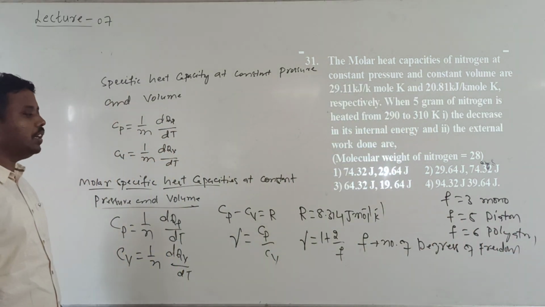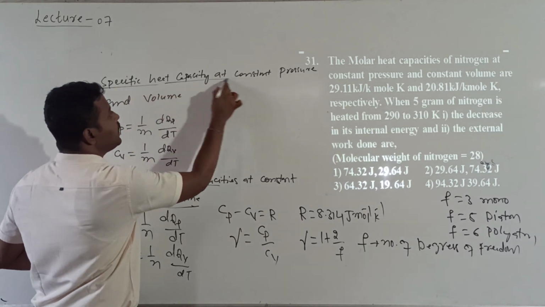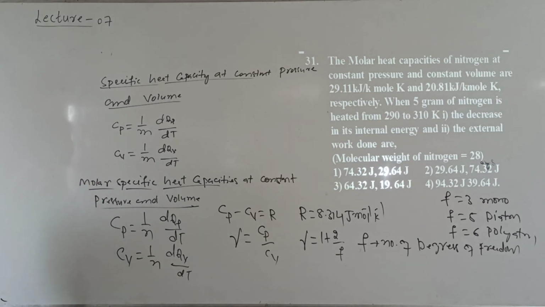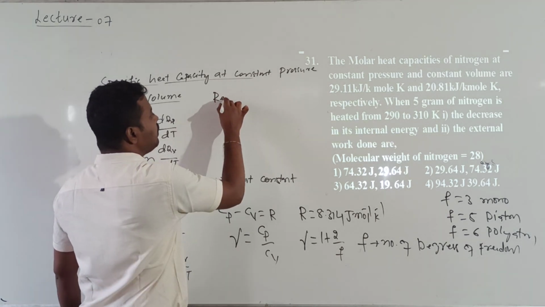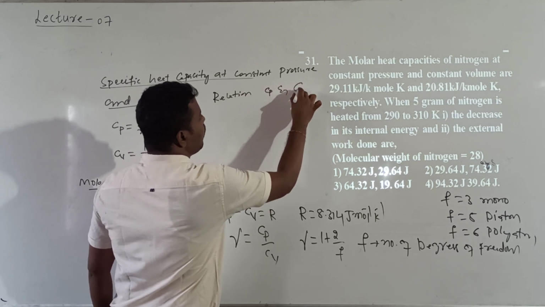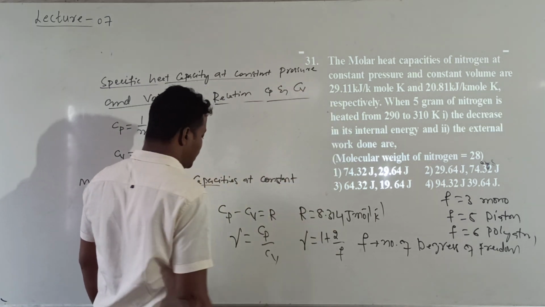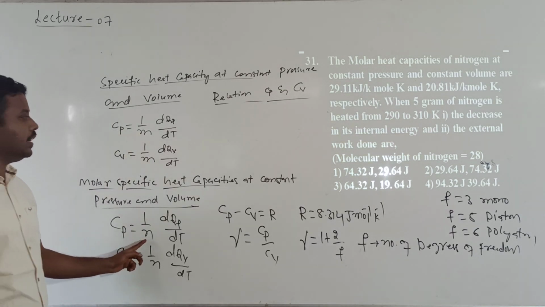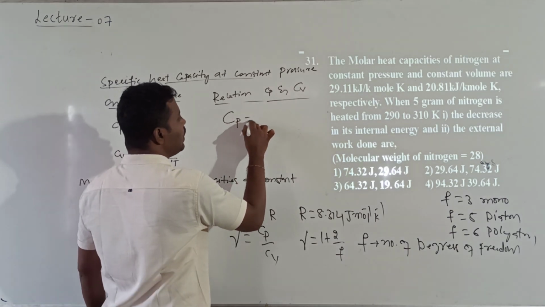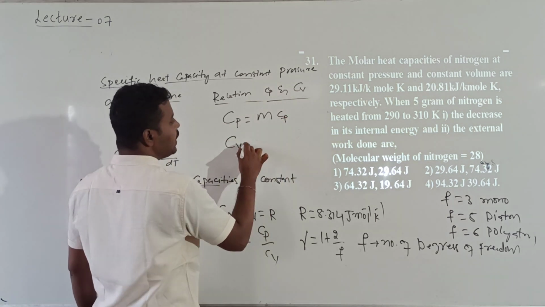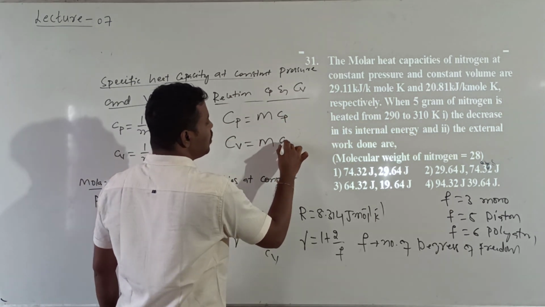One more important point: we need a relation between the specific heat capacity and molar specific heat capacity. If you know this concept, these problems can be solved easily. The relation between capital Cp and small cp: number of moles is mass divided by molecular weight, so capital Cp is equal to molecular weight into small cp. Similarly, capital Cv is equal to M into small cv.